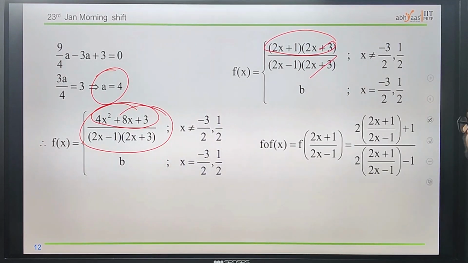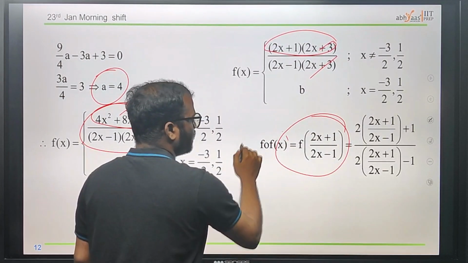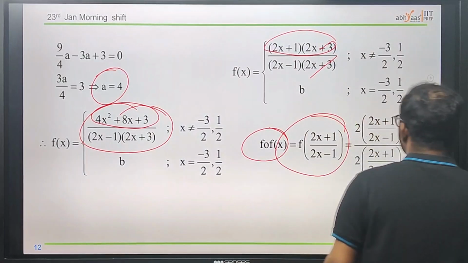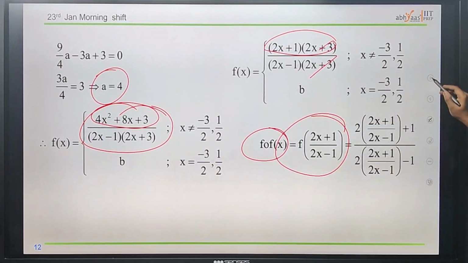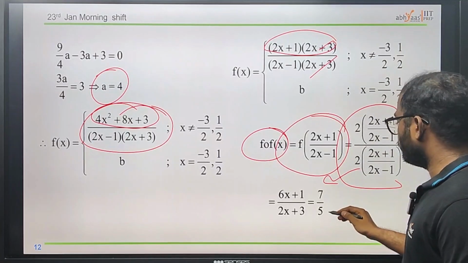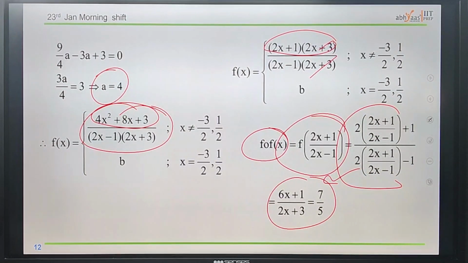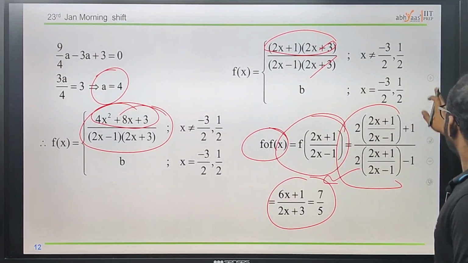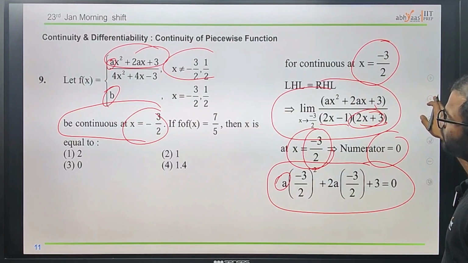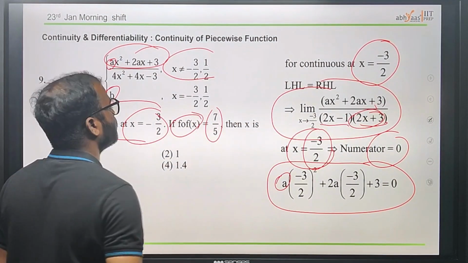Next, we need to use the function. They have already given in the question f of x, a composite function. By using this composite function, we need to find the b value. After that we will get 6x plus 1 divided by 2x plus 3 equal to 7 by 5. Therefore the function will be 7 by 5. That is the thing we have to find, right? 7 by 5 they have already given. By using this we can easily find the b value as well.